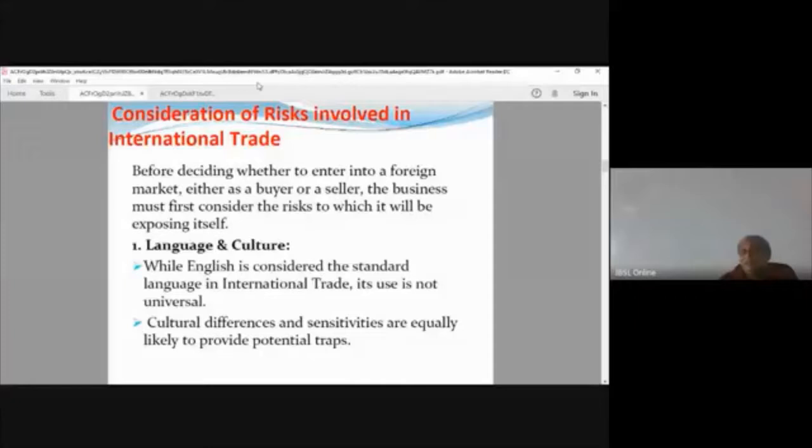So even though it is not universal, the majority and the common is English, right? And on top of that, we have cultural differences and sensitivities. Right? What do you mean by cultural differences? And sensitivities.